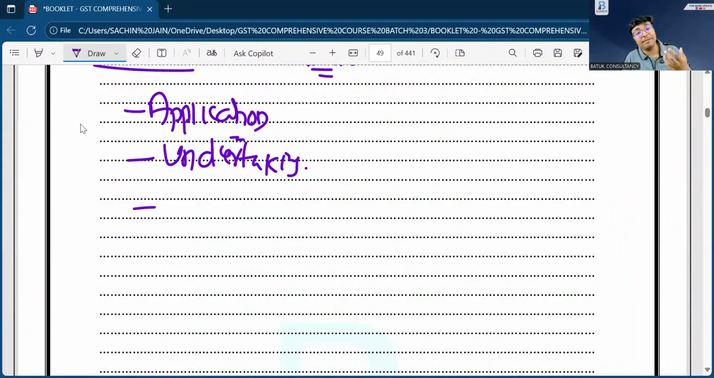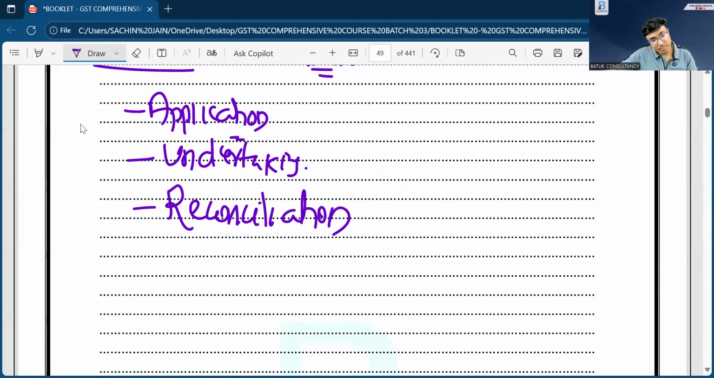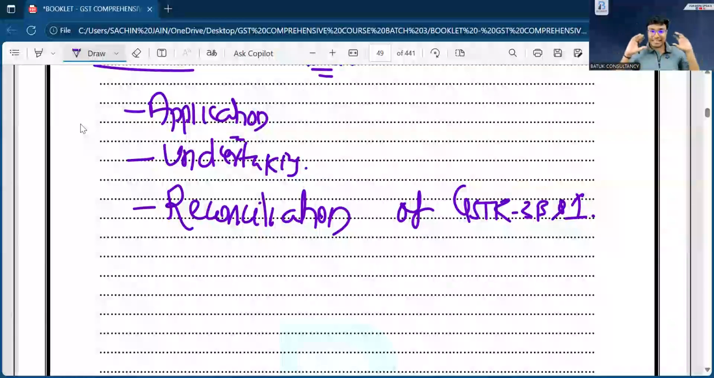Third, suppose you are filing the refund application for a quarter, a half year, or a year. The government says your GSTR 1 and GSTR 3B, the declaration of sales and output tax, should be the same. That means no difference between GSTR 3B and GSTR 1. So you should provide the reconciliation of GSTR 3B and GSTR 1 in Excel, month-wise.